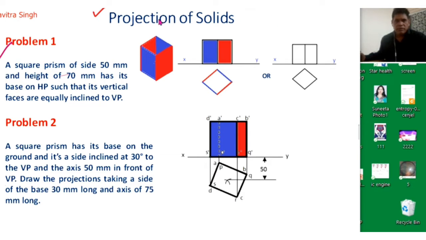Today I will discuss the projection of solids in this video. So first I will try to solve a problem. A square prism of side 50 mm and height of 70 mm has its base on the horizontal plane such that its vertical faces are equally inclined to the vertical plane.